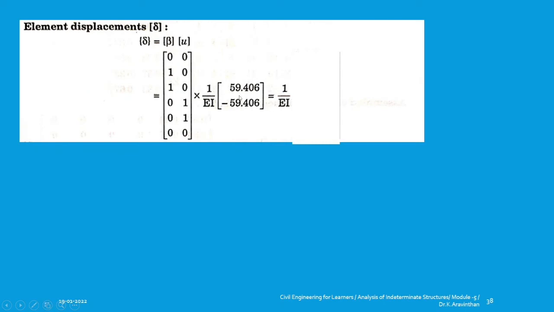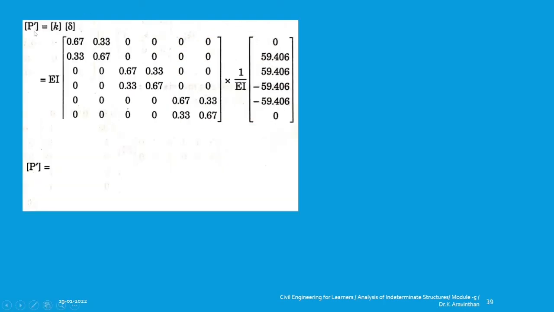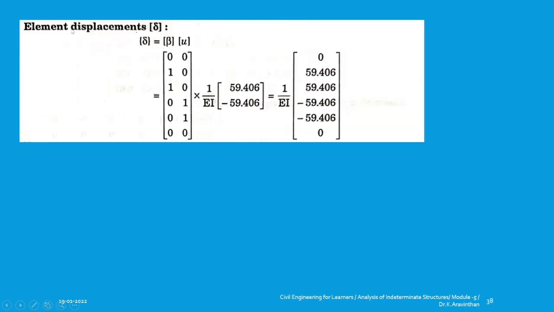Okay. Now element displacement matrix, the previous value, that is system displacement matrix into beta. So this is value row into this column. So you will be getting first value as 0, and this row into this column you will be getting 51.4, and row into this column we will be getting 59.406, and fourth row into this column will be minus 59, minus 59 and 0. This is the element displacement matrix, and finally P dash, how to find is K into element displacement matrix.